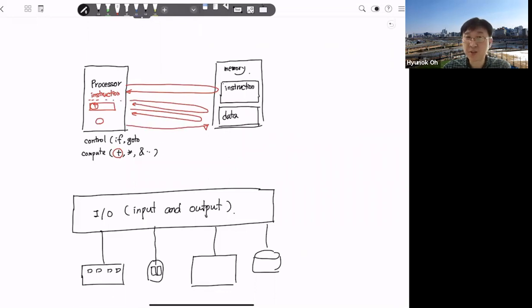So the computation, or running the program, means the processor is always interacting with the memory. That is program execution. Okay. So if you can understand this interaction between processor and memory, then almost 100% you are understanding how the computer system is working.